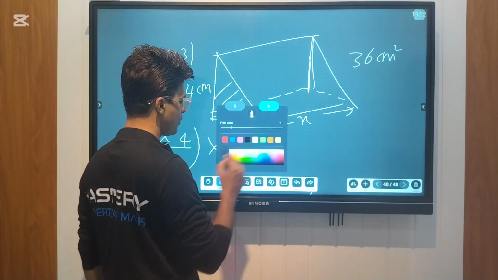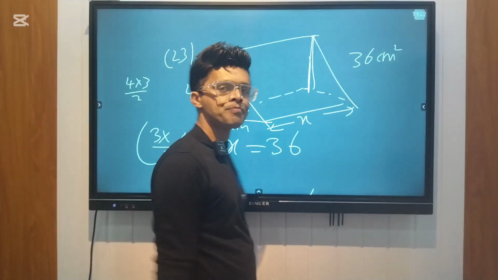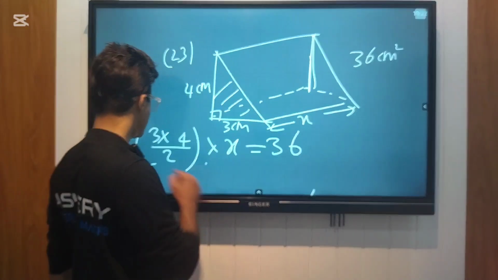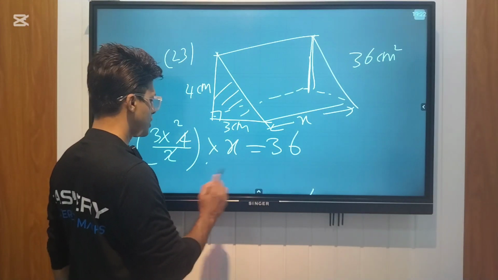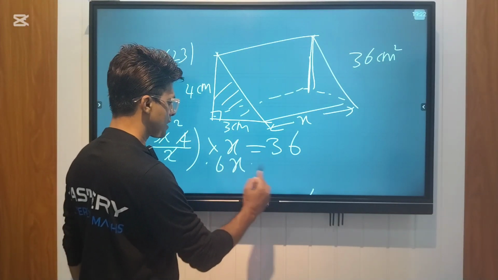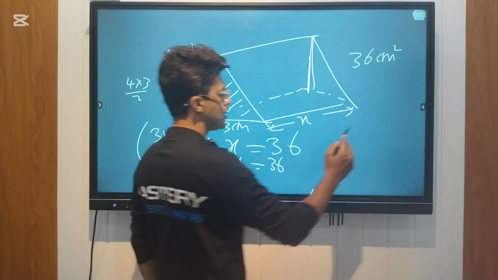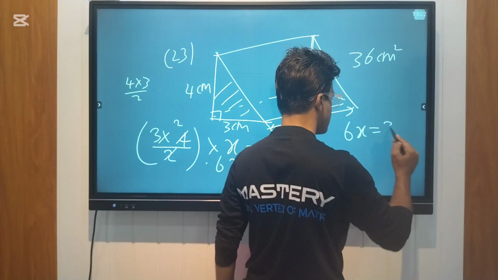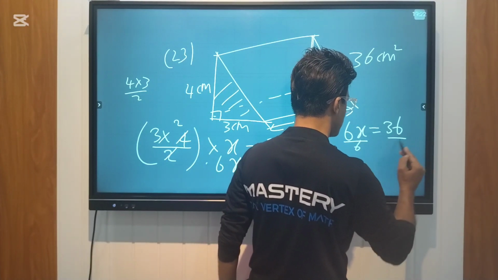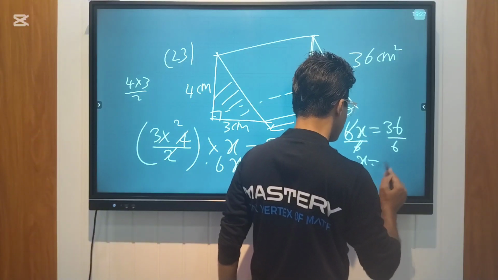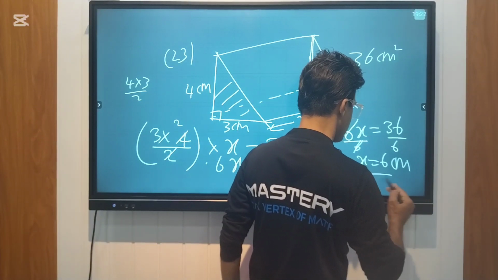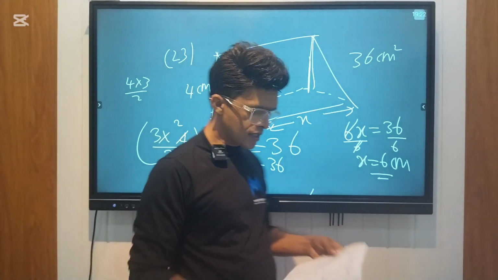In order to get the value of x, we need to set up this equation. Now simplify that. 1 time, 2 times, 3 times is 6. 6 into x, 6x. 6x equals 36. Now x can be taken by dividing both sides by 6. x equals 6 cm. Okay, this is the 23rd question.